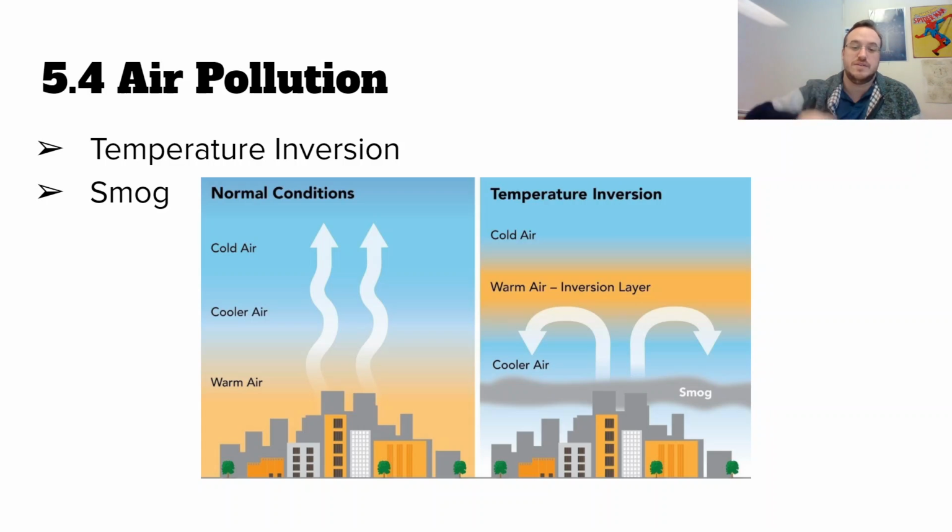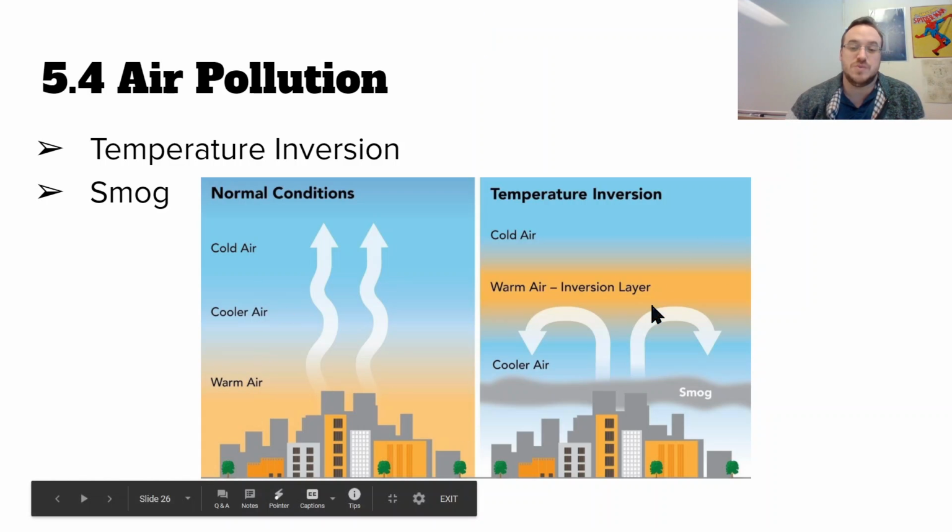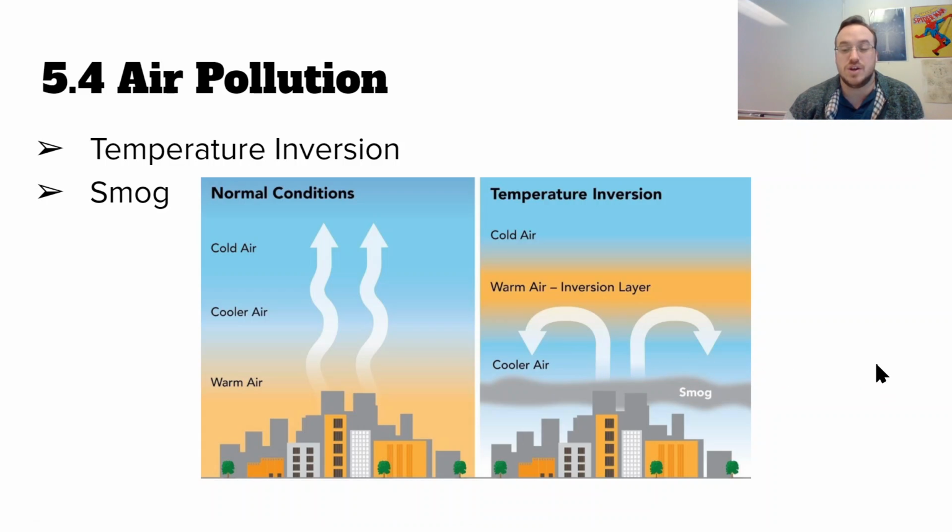Inversion means switching it, right? So you can see in this picture here, this one, normal conditions. This one, we get that reverse, right? Warm air up here instead of down here. This traps a lot of atmospheric pollutants and can cause a buildup of smog.